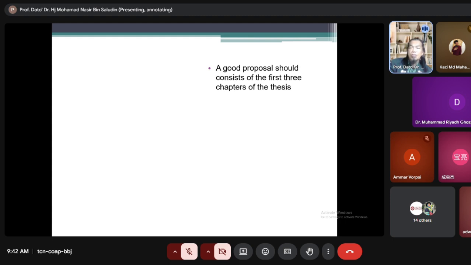Then chapter 3 is research methodology. Research method. What is the philosophy of research? Do you use positivism or what? And then how to determine your sample size. What sampling method do you use? Purposive, simple random, or stratified random?